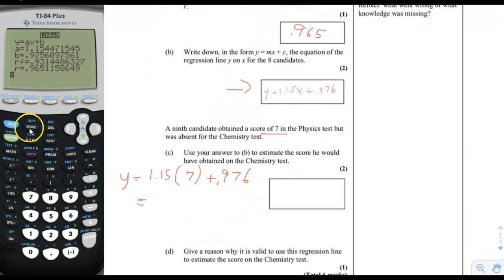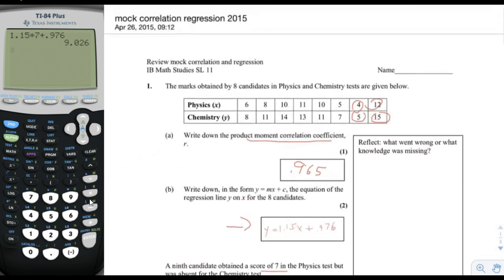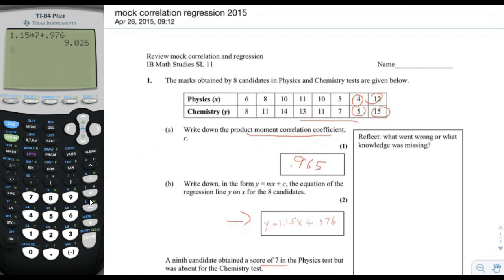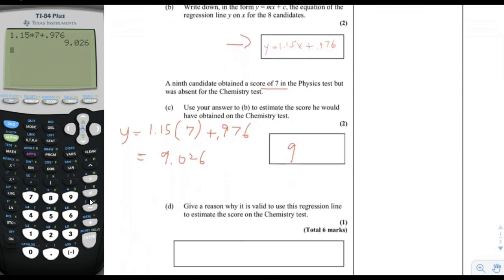So we'll do that. We'll go to the regular prompt, and then we'll type 1.15 times 7 plus 0.976. And we get 9.026. So even though the answer is 9.026, you might want to say, oh, he'll get a 9, because you see that in the scores over here, they're all whole numbers. So if you're going to guess his score, maybe you're going to guess that it's a 9 because it's close to 9 there.